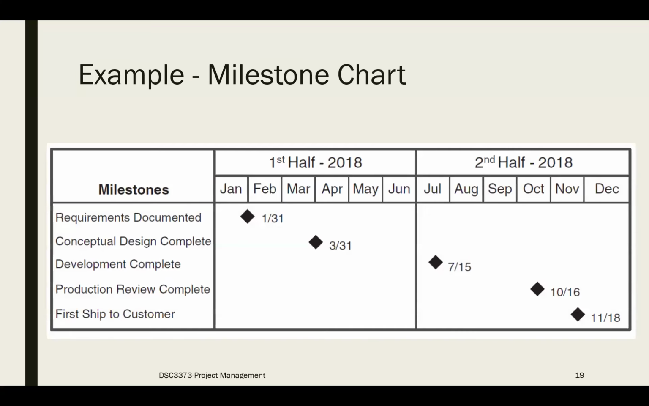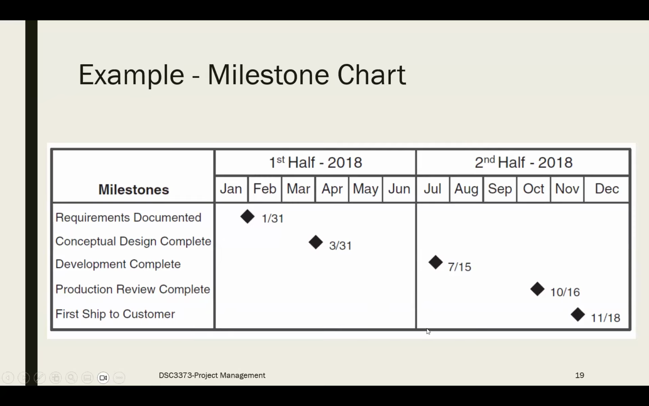Okay, so this is an example of a milestone chart, right? Here you can see that the first milestone, requirements documented, has to happen by the 31st of January. So you will mark that particular day, this will be the completion date. Then conceptual design complete will be by the 31st of March. Development complete by the 15th of July. Production review complete will be by the 16th of October.